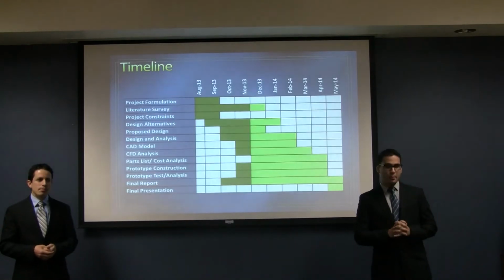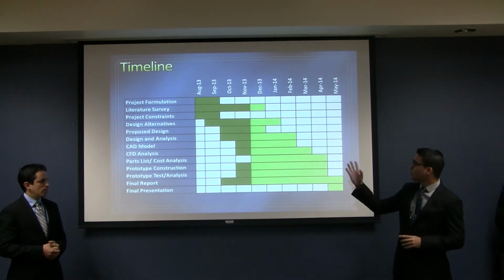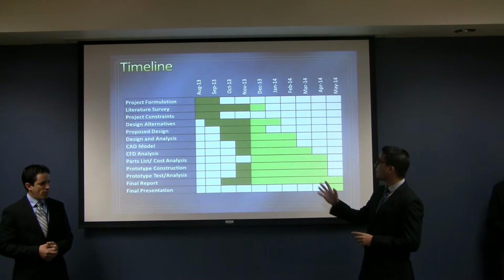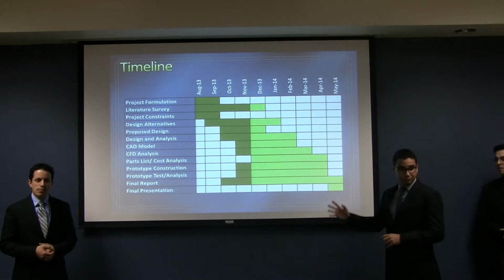So, how much time do we have to complete this project? What you see here is our timeline. The dark green represents what we have already done. The light green is what we have ahead of us.